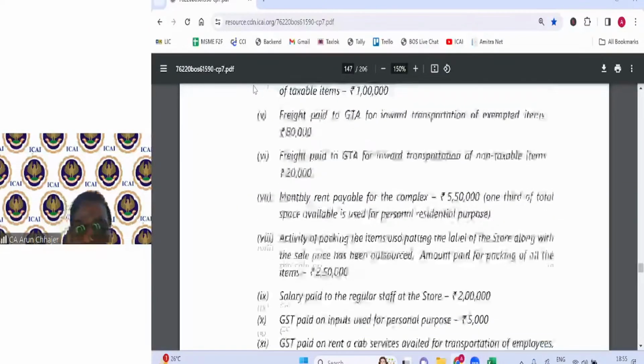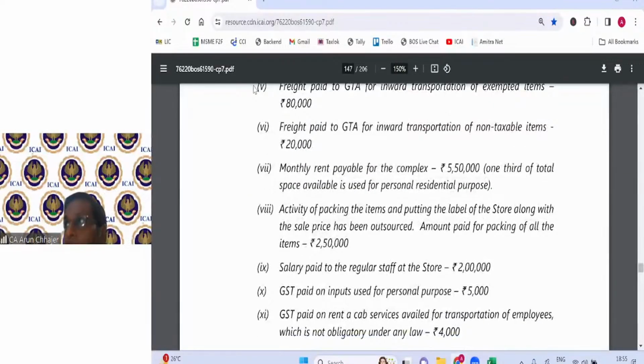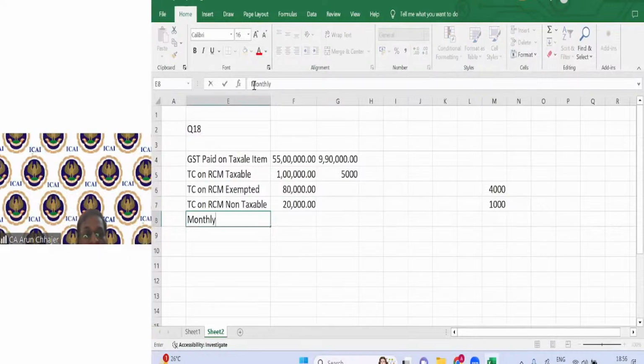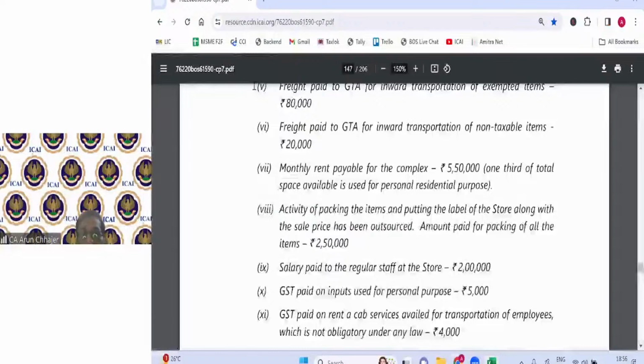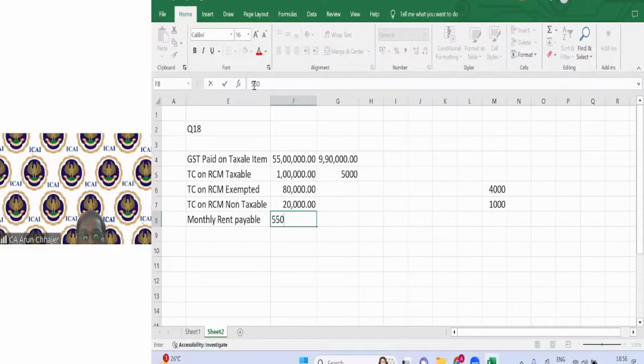Let's move further. Monthly rent payable for the complex is 5,50,000. Now, 5,50,000. कितना टैक्स इसका? 18%. ठीक है, बट इसका 1/3 पोर्शन क्या है? इसका 1/3 पोर्शन क्या है? पर्सनल.